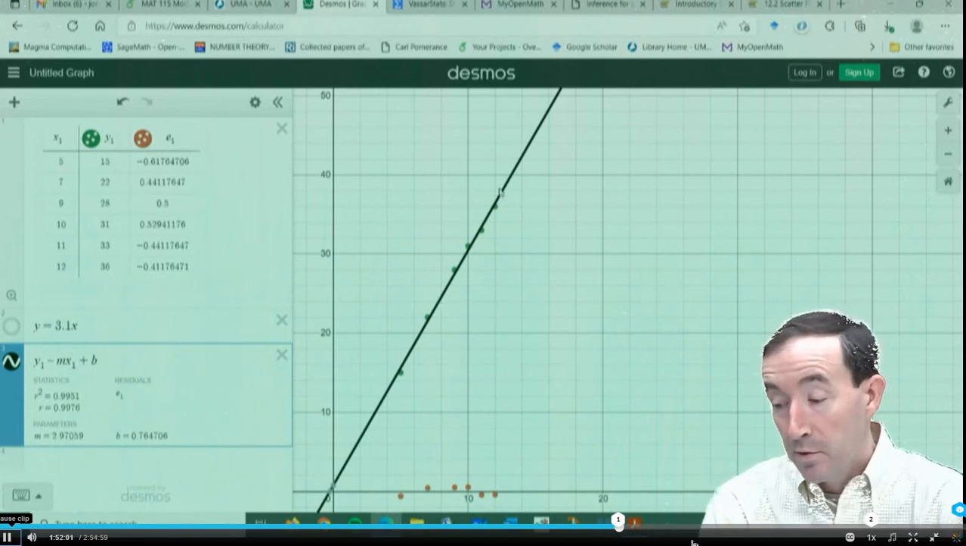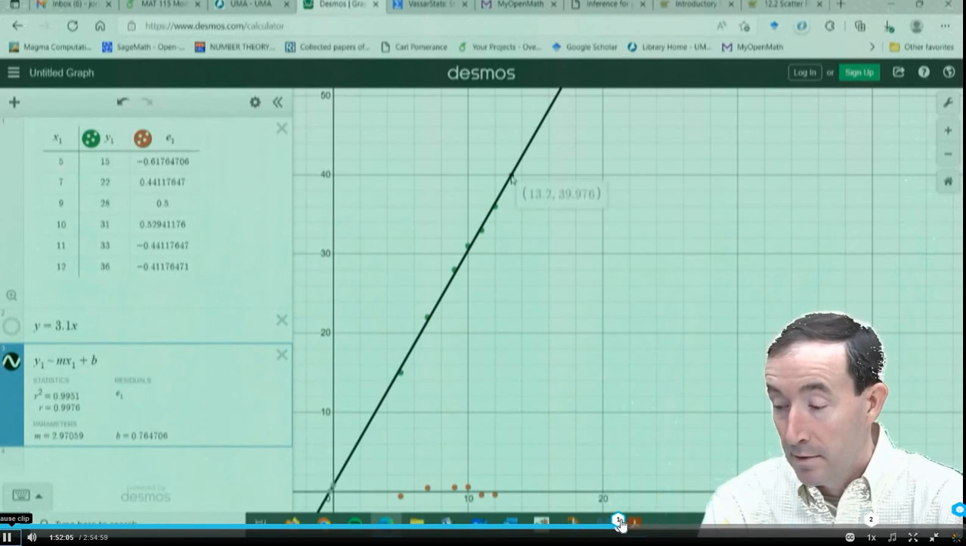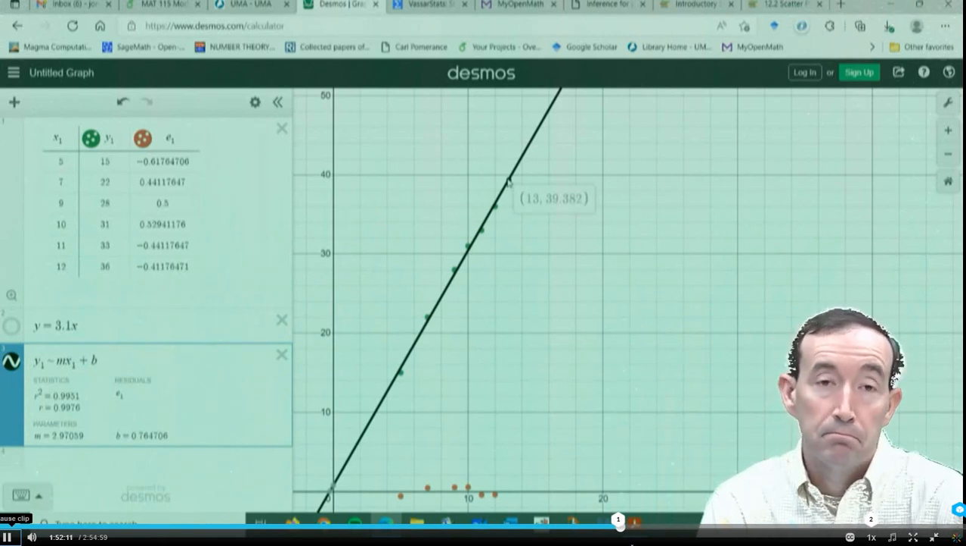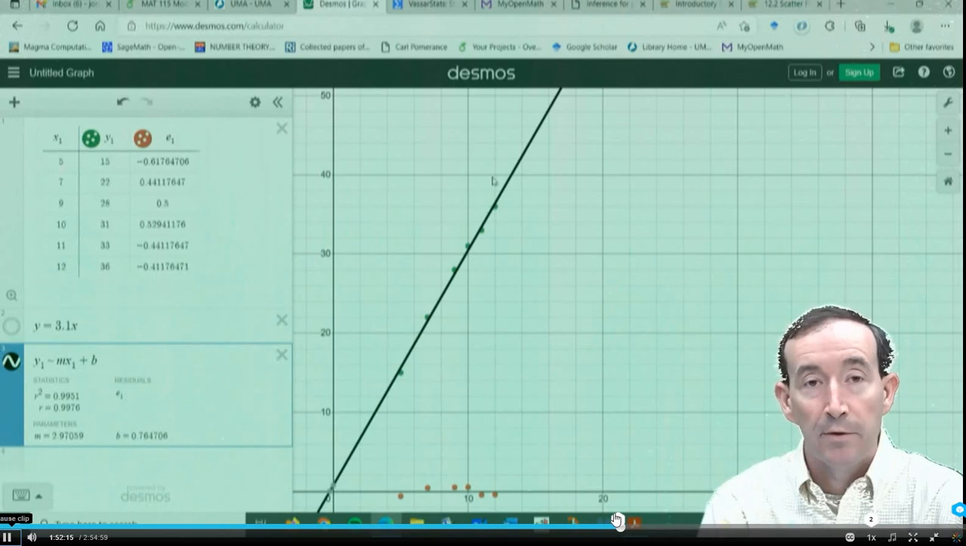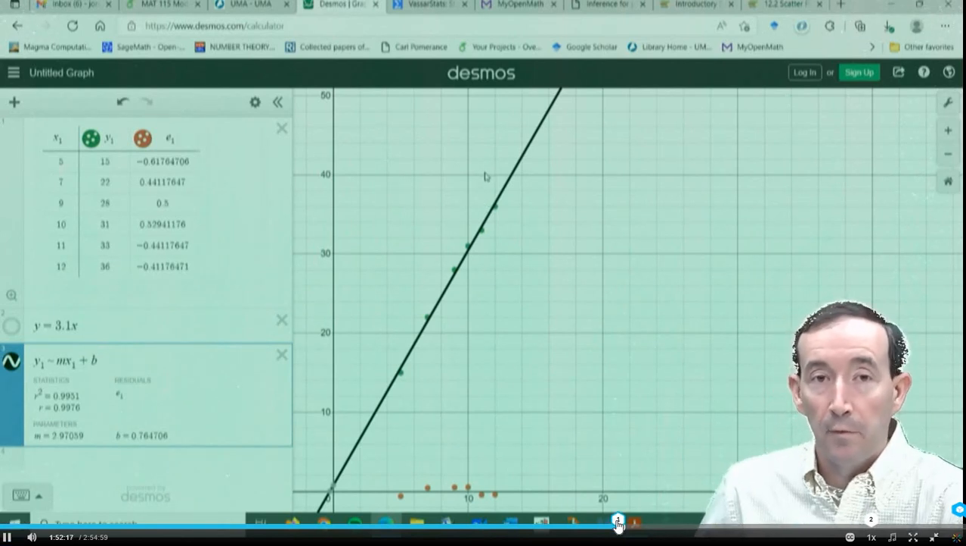I can even use it for extrapolation, predicting outside the range of the data. Like here, if she practices 13 hours, I think she'll score 39 points. That's not unreasonable given the trends that I'm seeing here. And it's relatively close, so I find it believable.